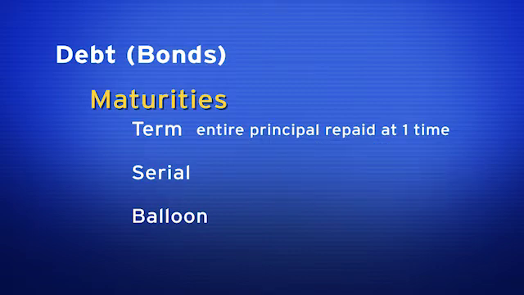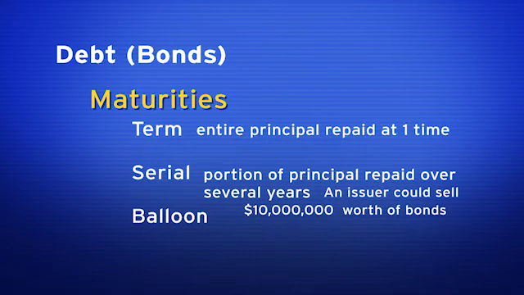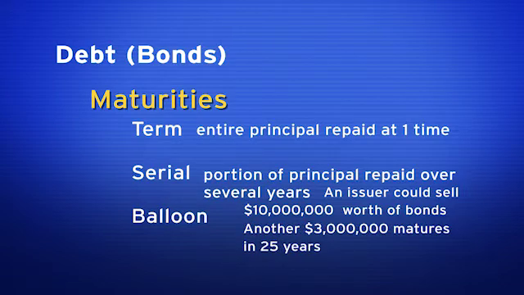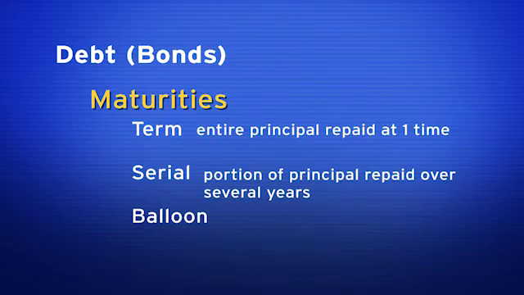Or the issuer could issue a serial bond. A portion of the bond would mature or be repaid over several years. Maybe we have an issuer, a corporation, who sells $10 million worth of bonds. $3 million of those bonds mature in 15 years. Another $3 million matures in 25 years. And the balance would mature at the end of 30 years. So here we have a serial of maturity dates, different maturity dates. Now, the reason a bond issuer would do this is to reduce their interest cost. The bonds that have the shortest maturity period would have a lower interest rate paid. Bonds that have the longer maturity would have the higher interest rate paid.